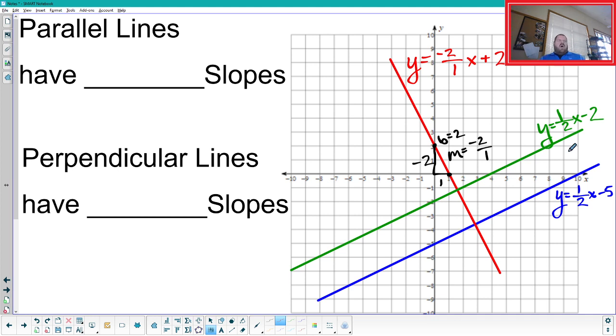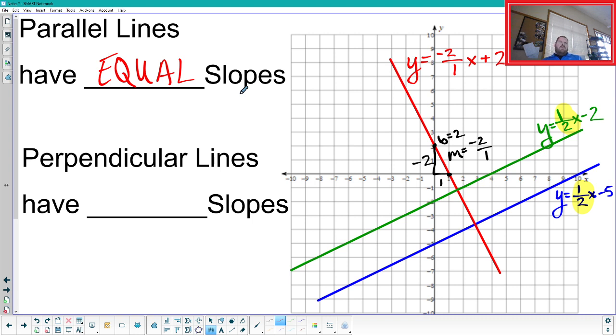But equation-wise or slope-wise, what do you notice about the slopes of these two? It turns out that their slopes are the same. Or, I guess, mathematically, we would say that parallel lines, these two lines that are parallel, have equal slopes. Okay? If two lines are parallel, one slope equals the other slope.